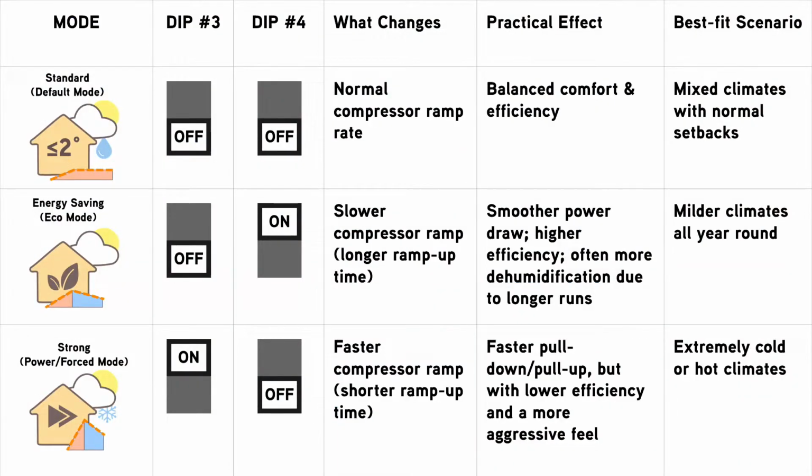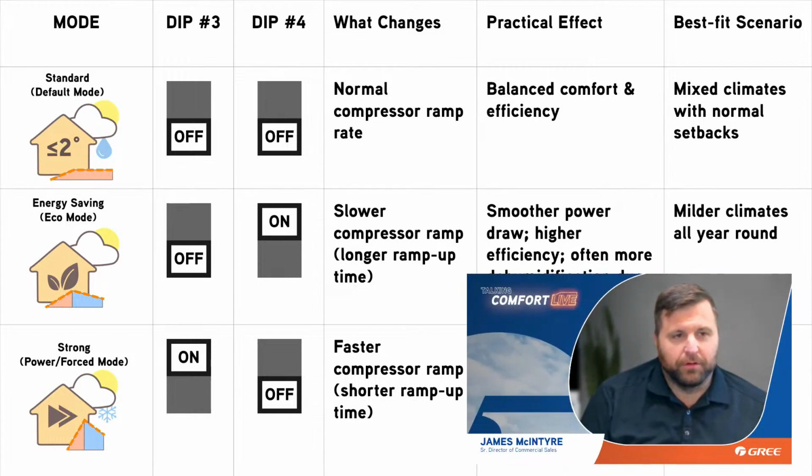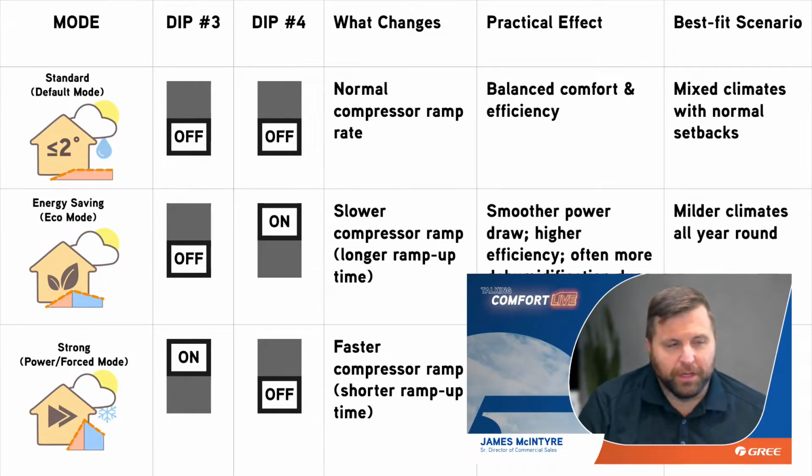All right. So yes, as default, unless somebody else wants to go through this, I can do it. As the default, it is going to be your standard mode. Your default mode will be standard, so there's no changes needed there. You're going to have a normal compressor ramp up rate, and this is for balanced comfort and efficiency. That's what we like to see, right? Comfort and efficiency. If you don't have comfort, then you might not care about efficiency. Never will you have efficiency and not care about comfort. You wouldn't have an air conditioner, right? But this is great for mixed climates with normal setbacks.